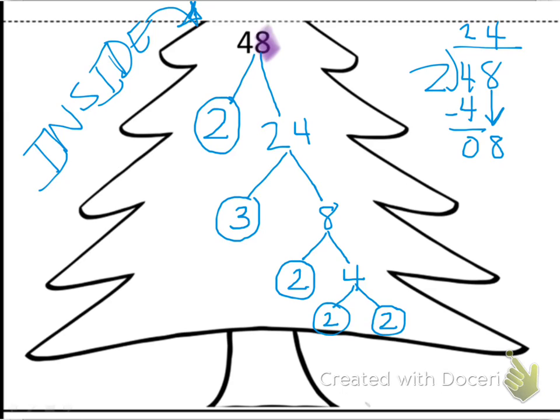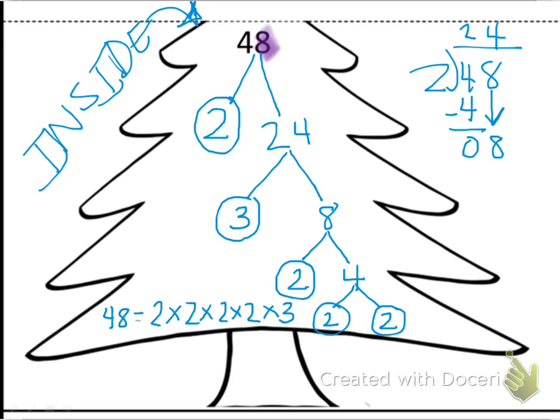So down here I'm going to write that 48 is equal to, and we have to put them in order from least to greatest. So our smallest numbers are the 2s. So I'm going to write 2 times 2 times 2 times 2 times 3.